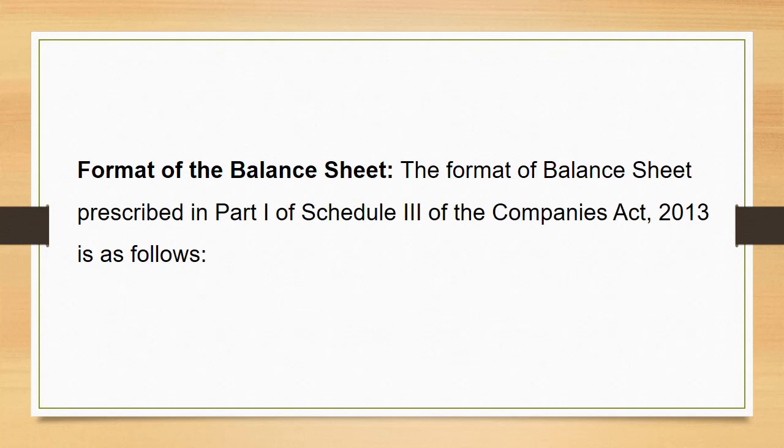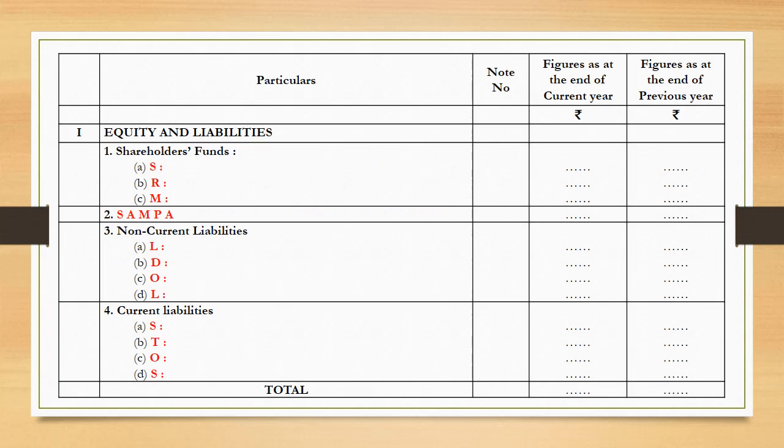Now let us go through the format of the balance sheet. This is really very important. Every company is supposed to prepare the balance sheet and the statements in the vertical format. A child needs to learn the format. A child needs to know about its contents. So I have tried to make you learn the format in easy way. This is the format of equity and liabilities of the balance sheet. You can see the columns: particulars, note number, the values at the end of the current year and the values at the end of the previous year.